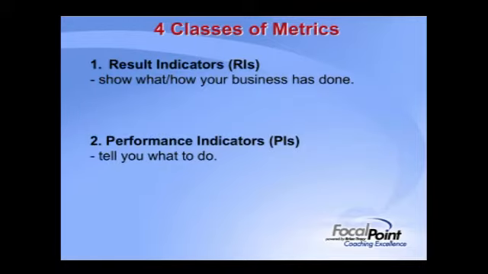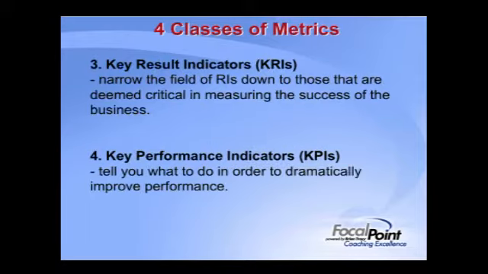As FocalPoint coaches around the world, we use 4 classes of metrics. Number 1 are result indicators, or RIs, and they show what or how your business has done over a given period of time. Number 2 are performance indicators, or PIs. They tell you what to do, what adjustments need to be made. Number 3 are key result indicators, or KRIs, and these really narrow the field of RIs down to those that are deemed critical in measuring the success of your business. And number 4 are key performance indicators, or KPIs. These tell you what to do in order to dramatically improve the performance of your company.